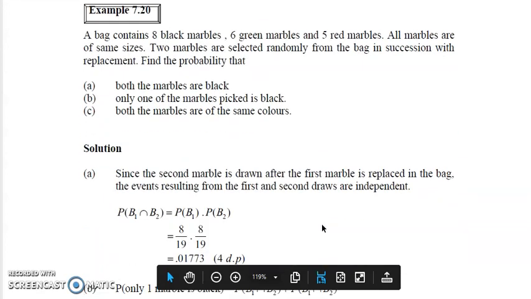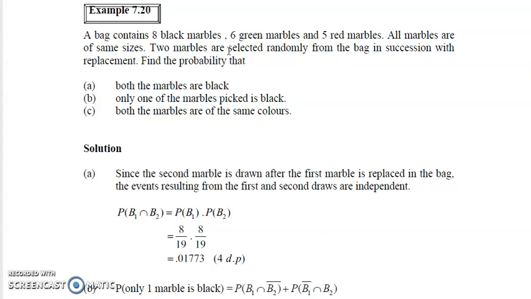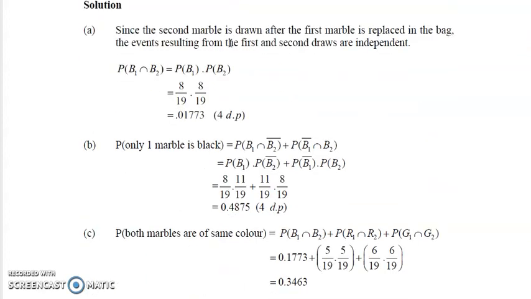Example 7.20 here. A bag contains 8 black marbles, 6 green, 5 red, and all marbles are the same size. Two marbles are selected randomly from the bag in succession with replacement. So you can see from here, with replacement is one of the keywords. The question asks, find the probability that both marbles are black. Since the second marble is thrown after the first marble is replaced in the bag, the events resulting from the first and second draws are independent. It has no effect.